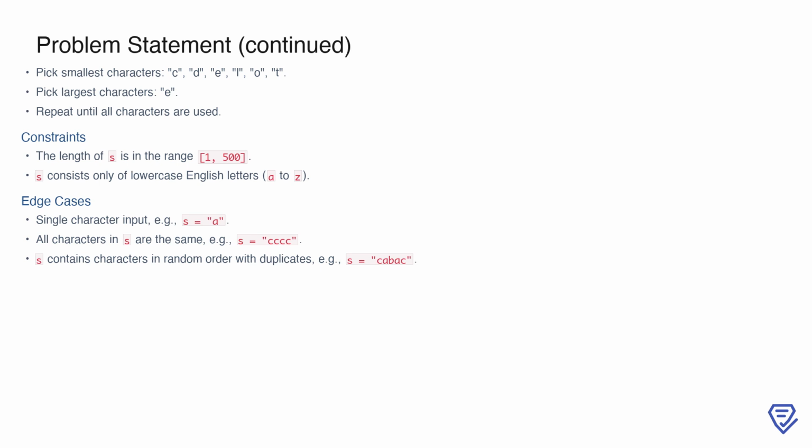resulting in the output cdelotee. Moving on to the constraints, the string S will have a length between 1 and 500 and will only consist of lowercase English letters. There are also some edge cases to consider. For example, if the string contains only a single character, such as S equals a, the output is simply a. If all characters are the same, such as S equals cccc, the output remains cccc. In cases where the characters are in random order with duplicates, such as S equals kabak, the given sorting method ensures that the characters are processed in the specified alternating pattern to produce the correct result.